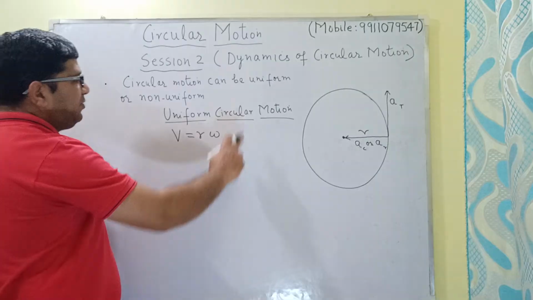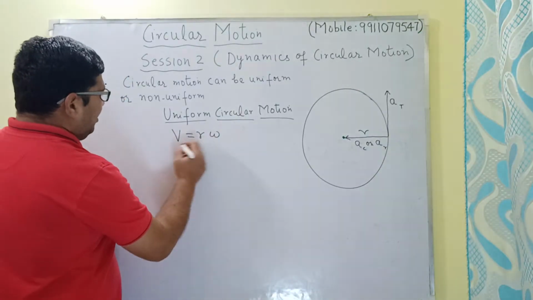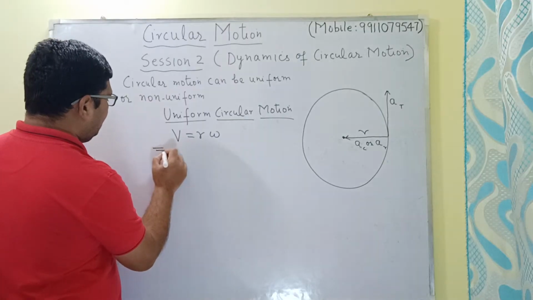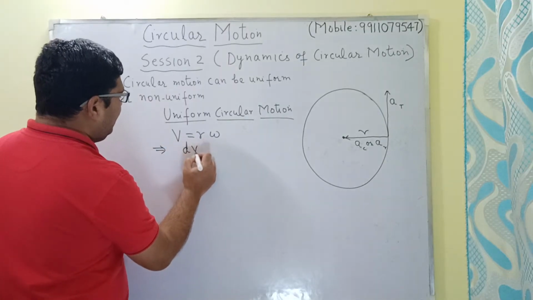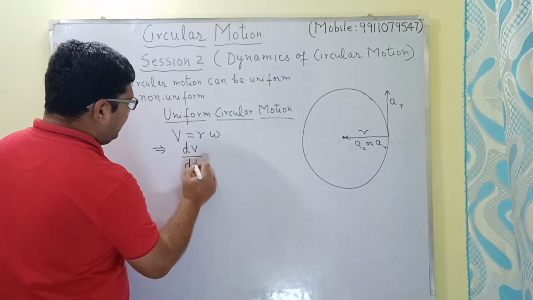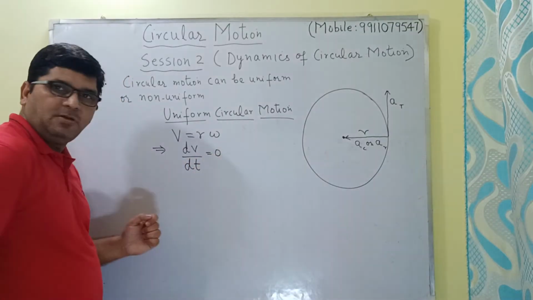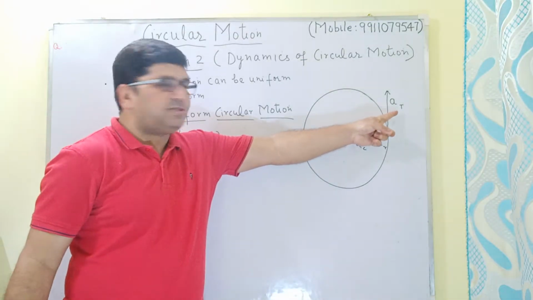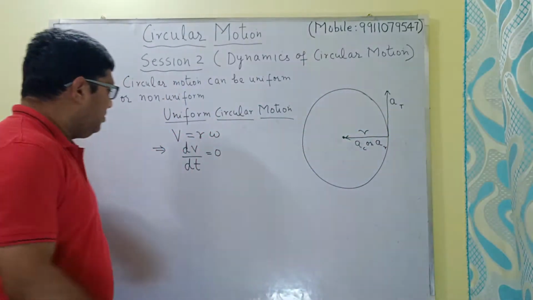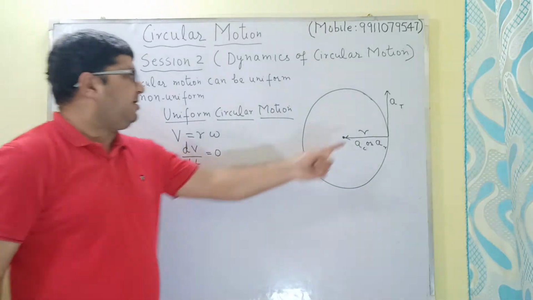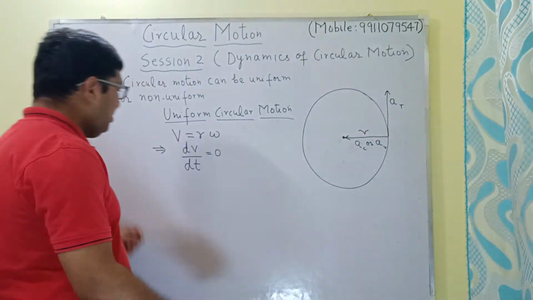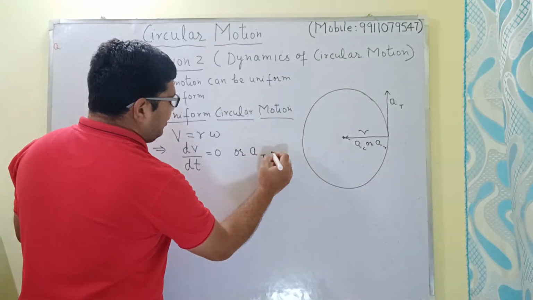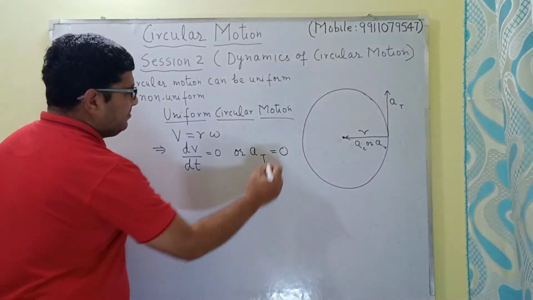Now in the case of a uniform circular motion, if v is constant, then dv upon dt will be equal to 0. Because what is dv upon dt? This is the tangential acceleration. So if v is constant, then the tangential acceleration, which is denoted by at, will be equal to 0.